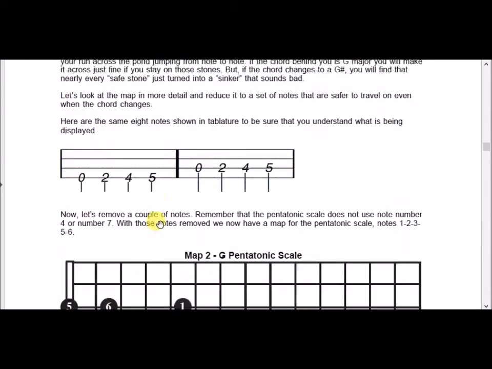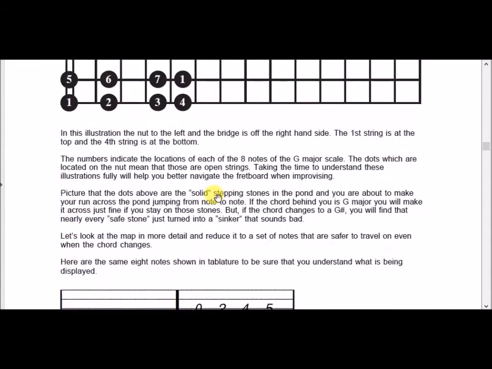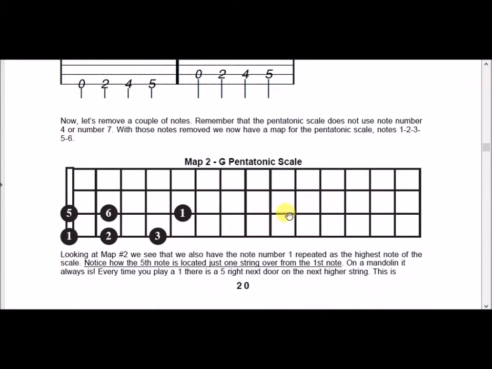3, 1. Remember that the pentatonic scale is the same as the major scale, except we throw away the number 4 note, which we would normally expect to find right there, and the number 7 note, which we find right there. So when we throw away those notes, we are left with a pattern of notes that look like this.